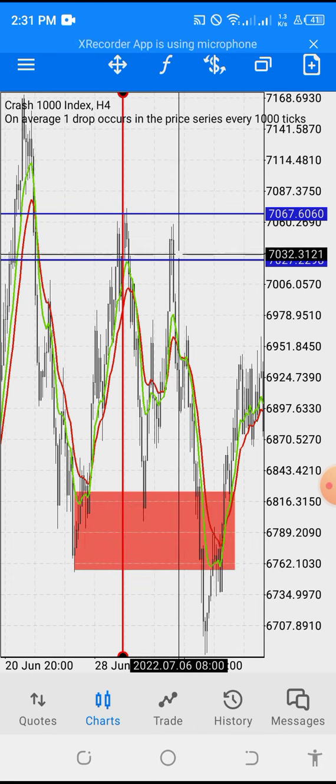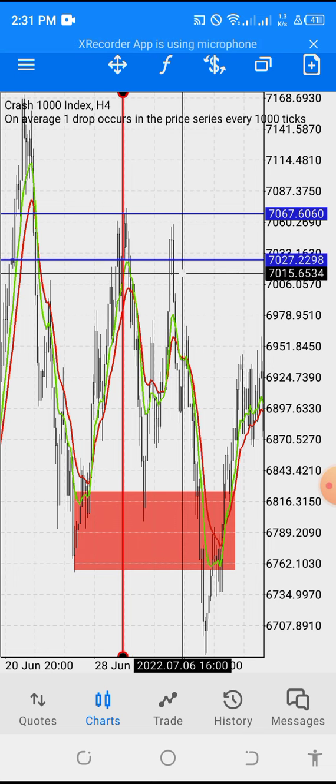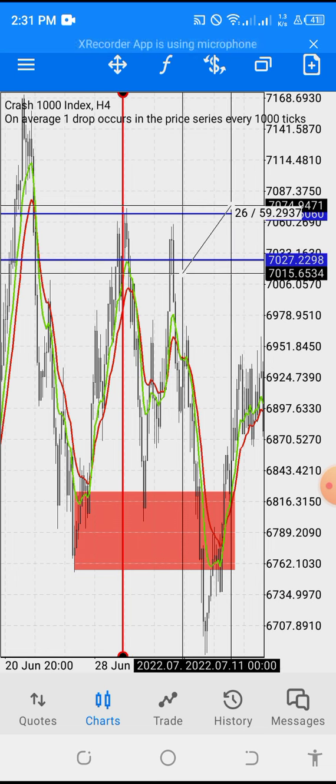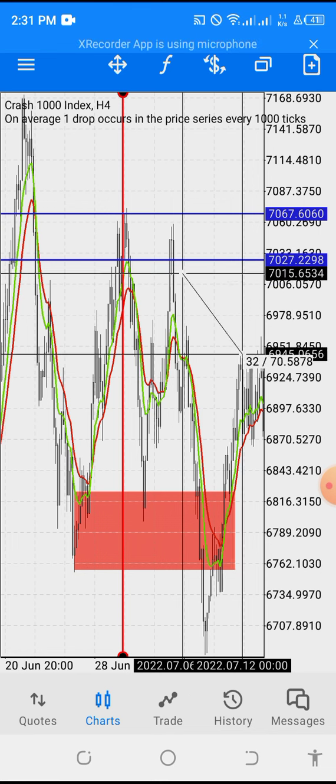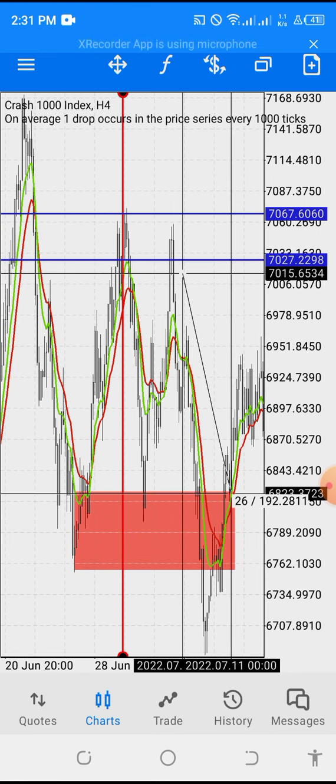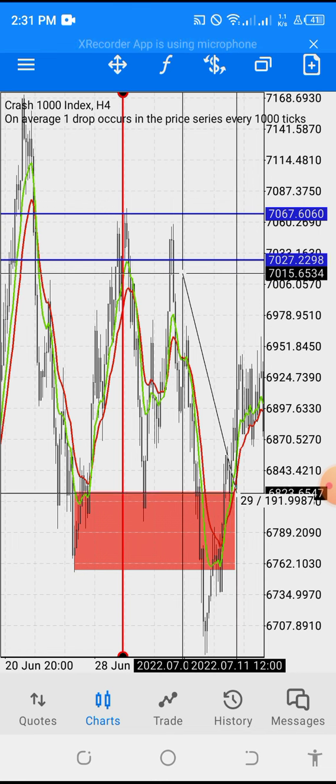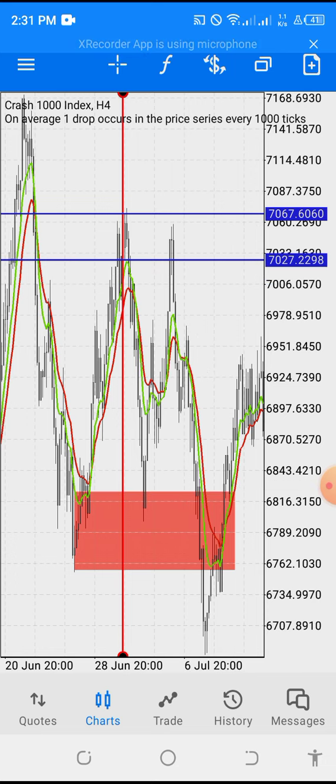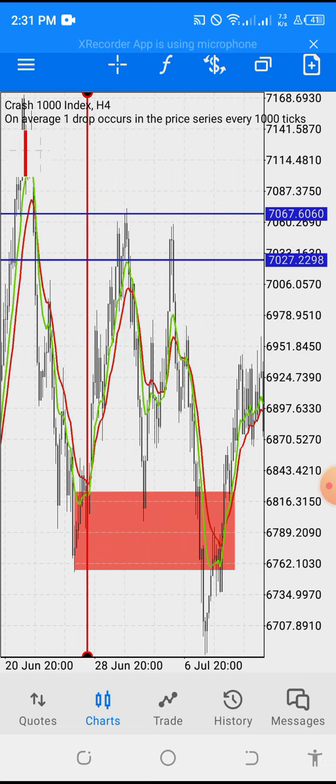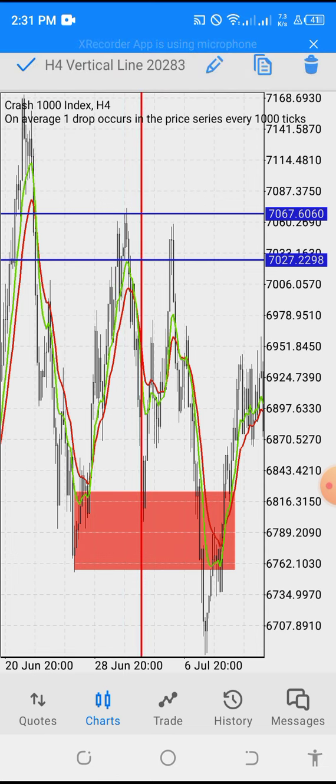As you can see, this is a very great risk to reward ratio. Let's say you entered here, the stop loss should be, let's say, 60 pips, and your take profit should be, look at it, this is 190 pips. Let's say you take profit at 190 pips. Okay, that's a very good risk to reward ratio trade. So this is basically simple.